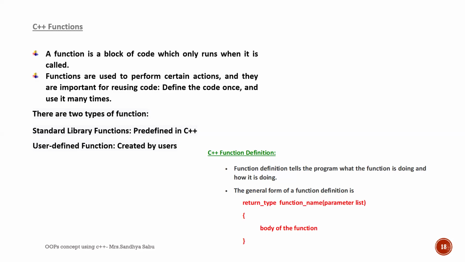So what is the syntax of a function? This syntax is only for user defined functions, not for predefined functions. First we have to mention the return type, that is integer, float, void, whatever it is, followed by the function name, and we have to mention the parameter list that we are going to use, followed by the body of the function.